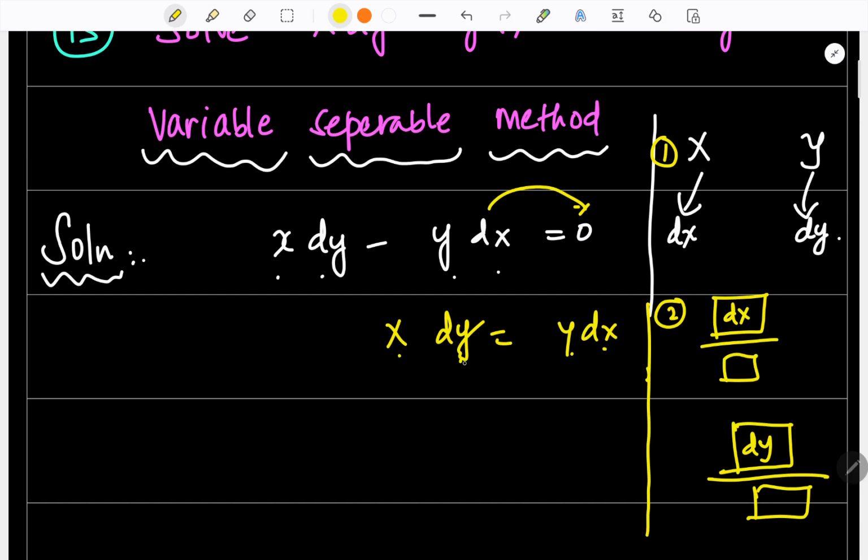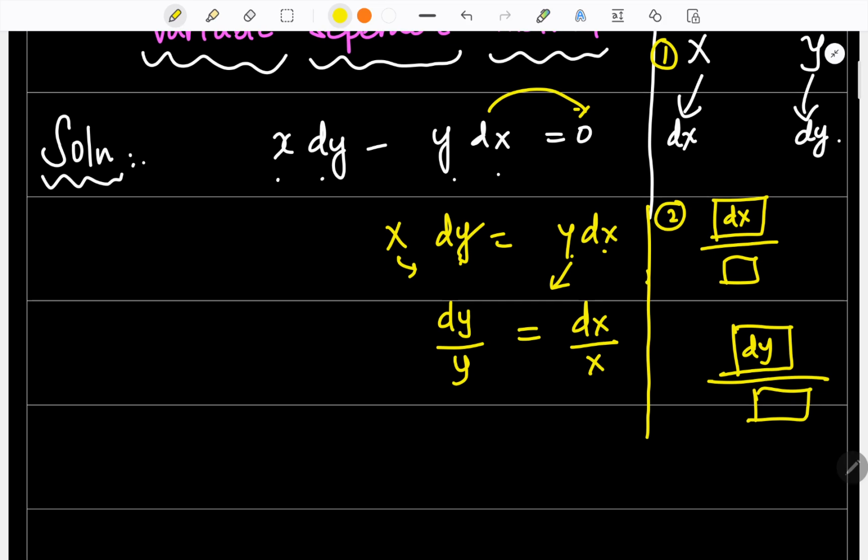So don't disturb this dy. Keep this dy, bring this y here: dy divided by y. Don't disturb this dx. Keep this dx here, bring this x. It is multiplying, so it is going to divide here.